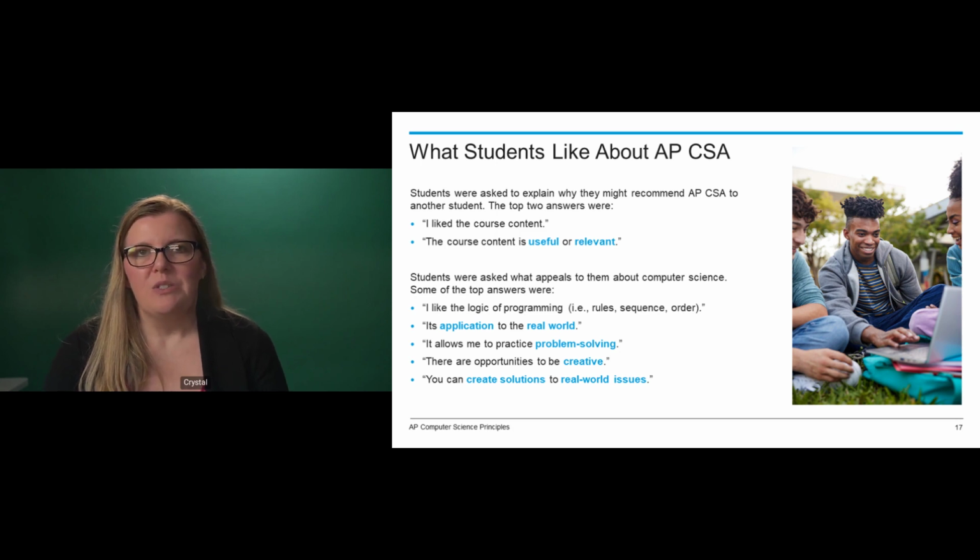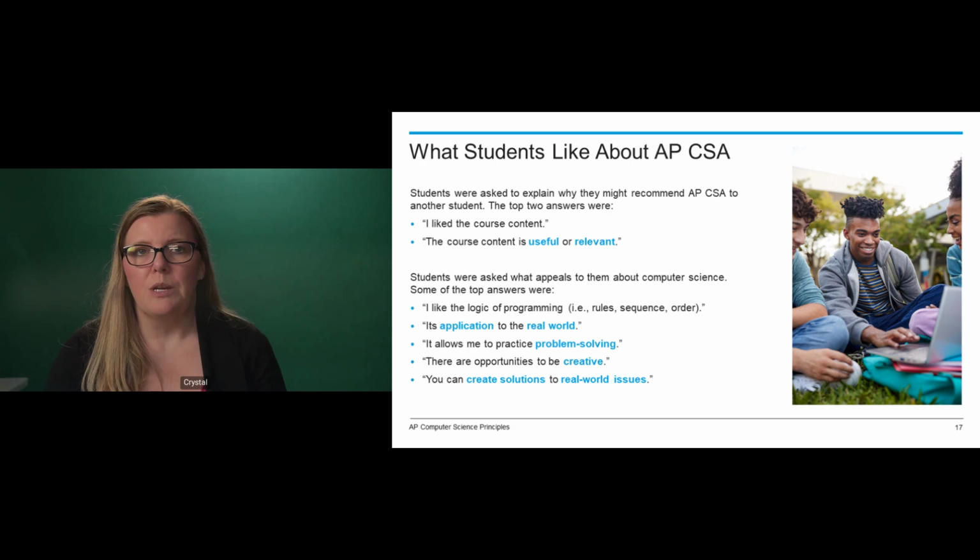So here's what students say that they like about Computer Science A, and I'm sure that some of this is going to come through in our conversation tonight with the panelists. But when students are asked to explain why they might recommend APCSA to another student, their top two answers are they like the course content and they found the course useful and relevant.